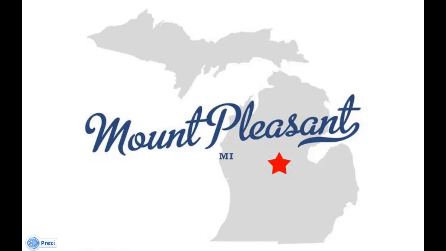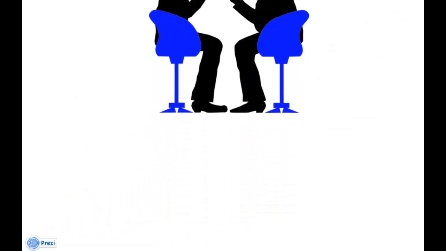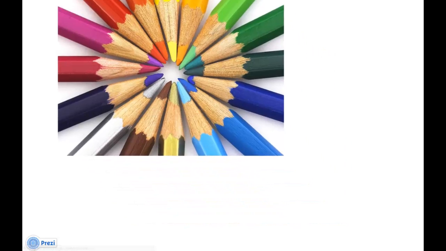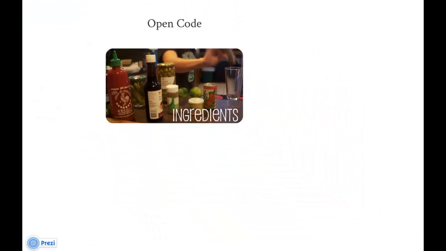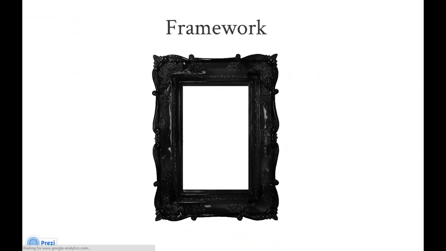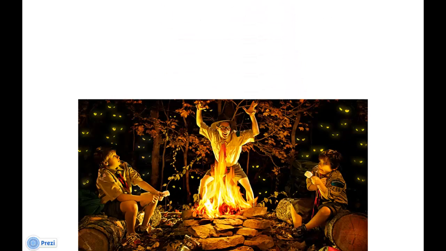So that is how you do qualitative analysis. In recap, first, you analyze each interview individually. Then you look across all the interviews for common themes. Using grounded theory, you first open code, then axial code, using either the framework approach or the what's there approach. And then you look across all the data and put the themes together into a story.